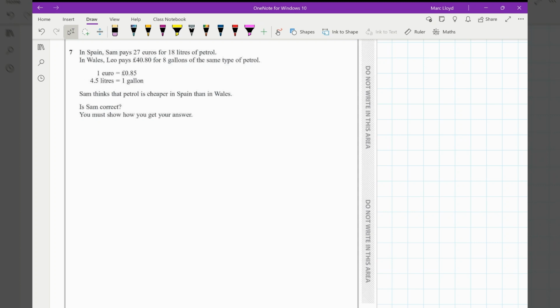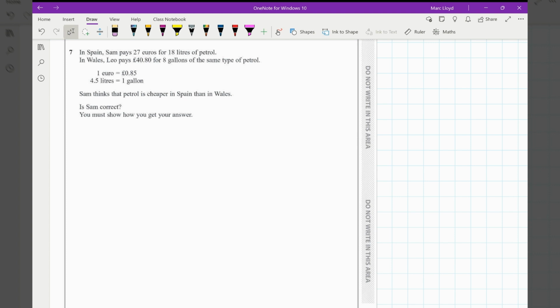Question 7. As an examiner, I hate marking these because there are so many different ways that you can go about this. I'm going to start off, I'll just read the question and we'll talk about what we're going to do. So in Spain, Sam pays €27 for 18 litres of petrol. In Wales, Leo pays £40.80 for 8 gallons of the same type of petrol. So we've got different currencies, we've got different measurements of the volume, and we've got different amounts.